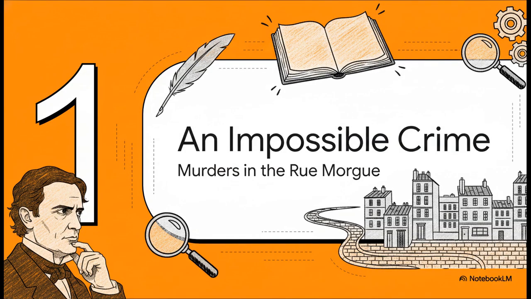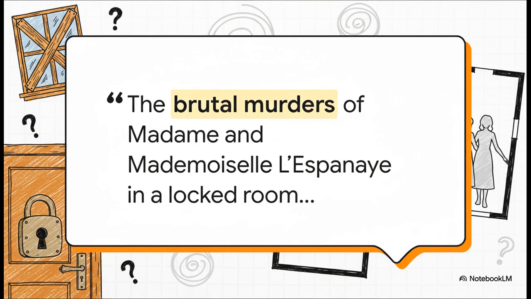So, to figure out the rules of the game, we have to go back to the very beginning. We're opening the case file on what's basically the blueprint for all detective stories: Edgar Allan Poe's The Murders in the Rue Morgue. So get this, here's the scene. Two women have been brutally murdered inside their apartment. It's on the 4th floor, the door locked from the inside, the windows nailed shut. There is absolutely, positively no way in or out. It's the perfect impossible crime.